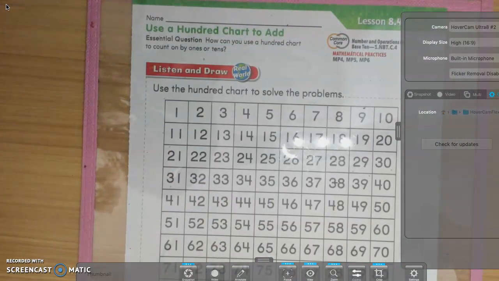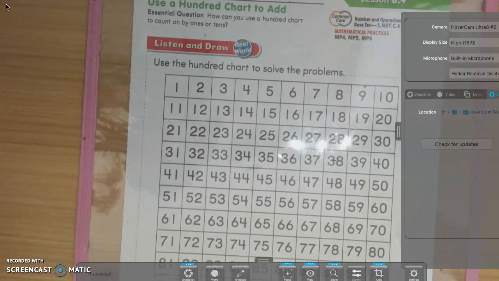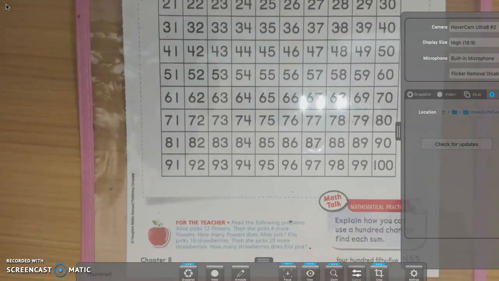And today we're going to be working on some math. Today we're going to be using a hundreds chart to help us add. And our essential question is, how can you use a hundred chart to count by ones and tens? So I'm going to read you some problems that are actually at the bottom of this page.